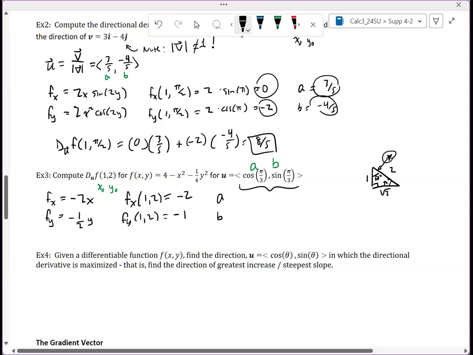And so I see that a, b is going to be, well, what? Cos of pi over 3, cosine is the adjacent over hypotenuse, that's 1/2, and the sine, opposite over hypotenuse, is root 3 over 2.